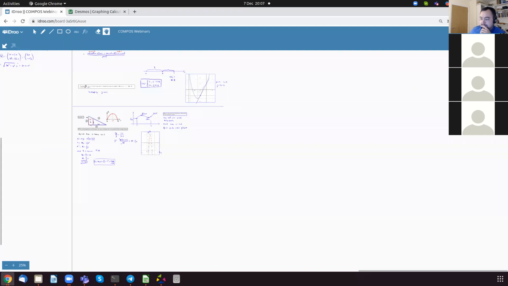Right. Those who don't know, I'm going to do the very, very basic. Like what is a differentiation? How to differentiate x cubed, for example? How to differentiate x squared?